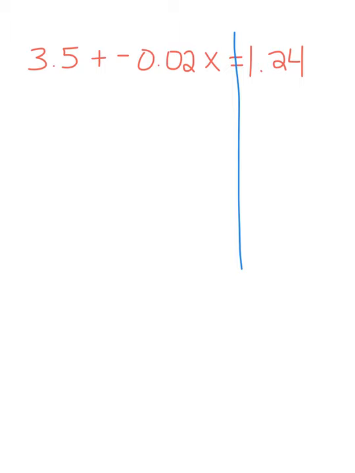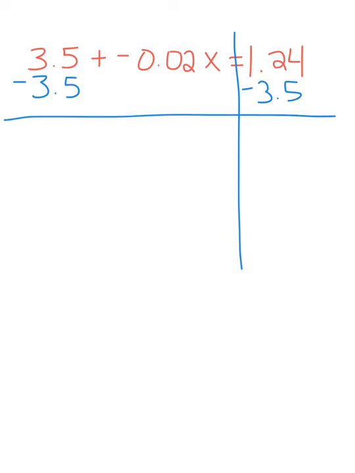Change all your subtraction to addition. We already did that. Do I have the distributive property? No. Do I have like terms I can combine on the left-hand side, like add together? No. So we start to move, and we want to get the x by itself. So we want to get rid of this 3 5/10. So we want to subtract 3 5/10 from both sides.